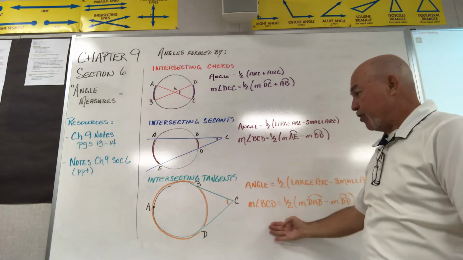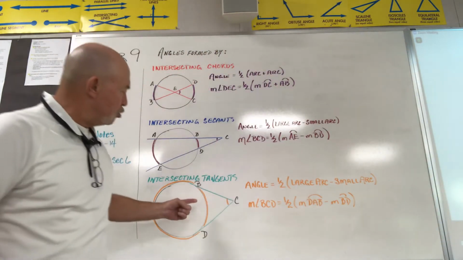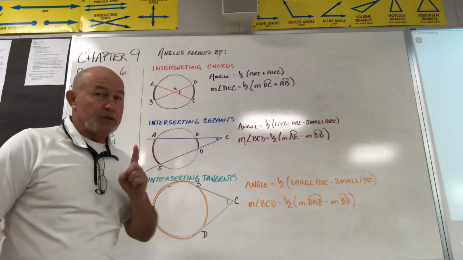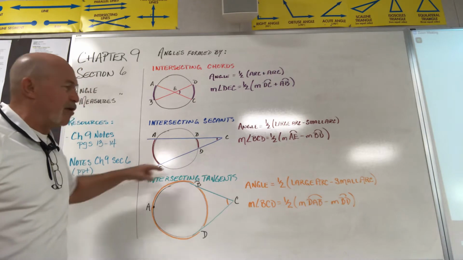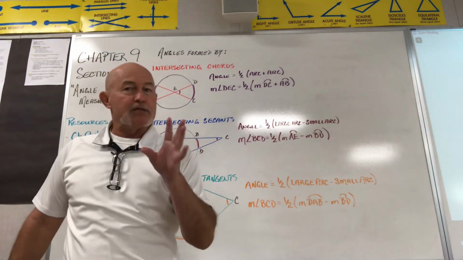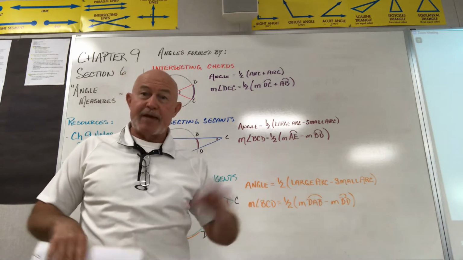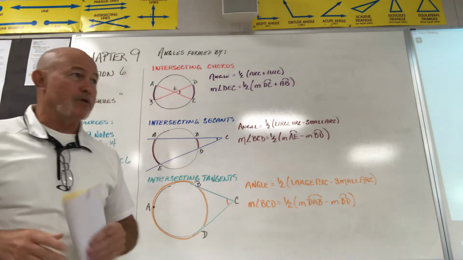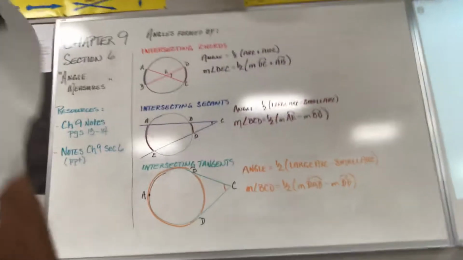Same thing here. But I want you to notice something important. When you're dealing with two tangents, you are dealing with the entire circle, all 360 degrees. We'll see examples of that. I've got a couple of those for you. So, let's go to the examples.